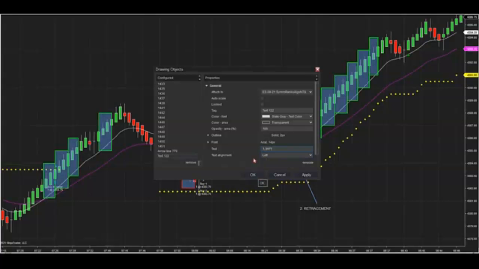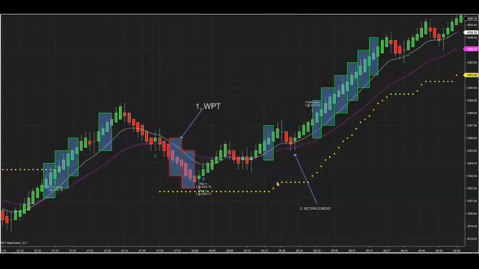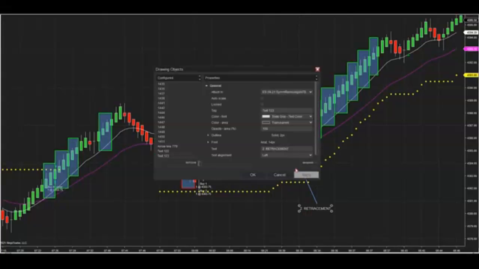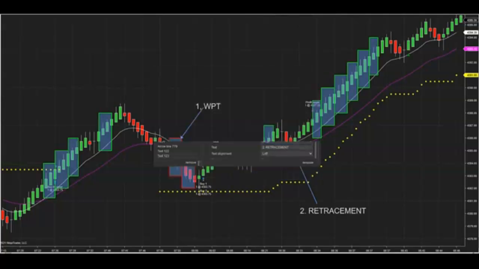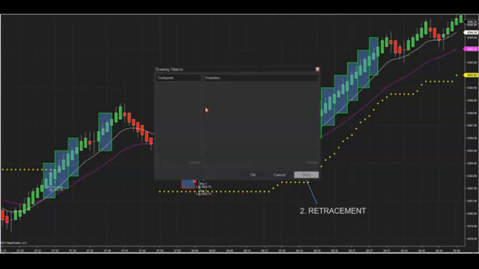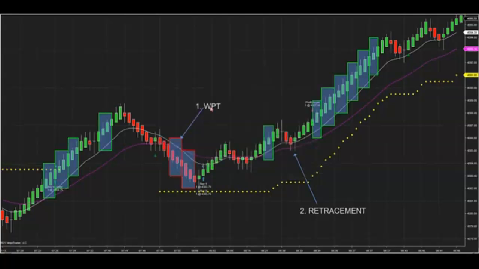This can be the same type of setup we're looking for though. So what we're going to do is look for two types of setups. We're going to look for what's called a WPT and then look for a retracement trade. All right, so let me make these a little bigger so we can see. What a WPT is, it's called wrongly positioned traders. We're trying to catch the wrongly positioned traders. WPT, that's an abbreviation, wrongly positioned traders.